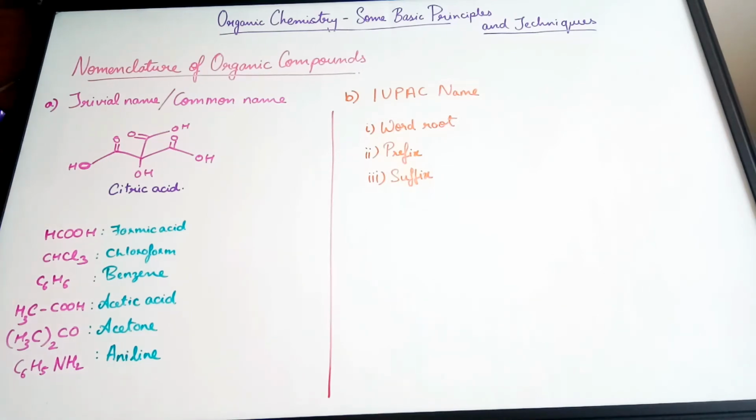Benzene, on the other hand, has been extracted from the benzoin resin, and so it is called benzene. Acetic acid, CH3COOH, is the main part of vinegar. Vinegar is acetic acid, right? And the Latin name for vinegar is acetum, and that's why they came up with the name acetic acid.